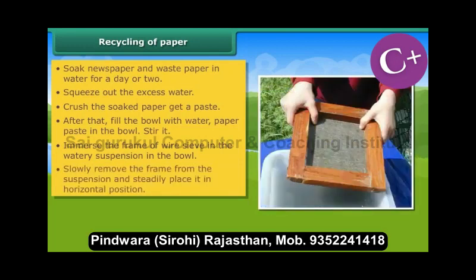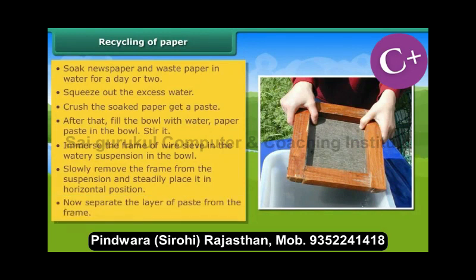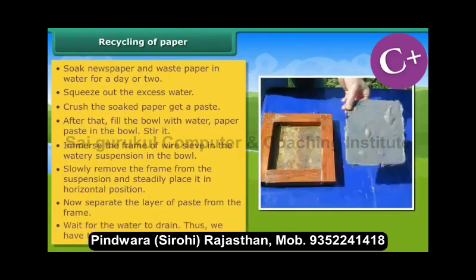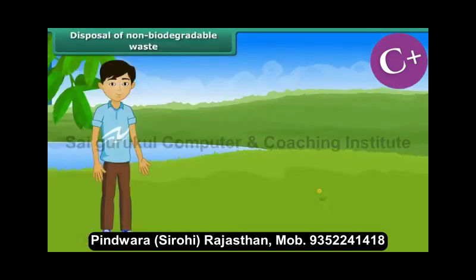Slowly remove the frame from the suspension and steadily place it in horizontal position. Now separate the layer of paste from the frame. Wait for the water to drain. Thus we have the recycled paper.